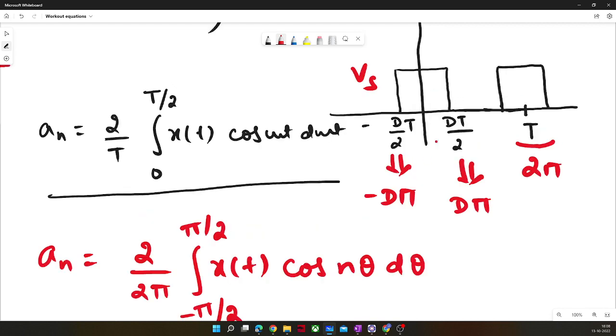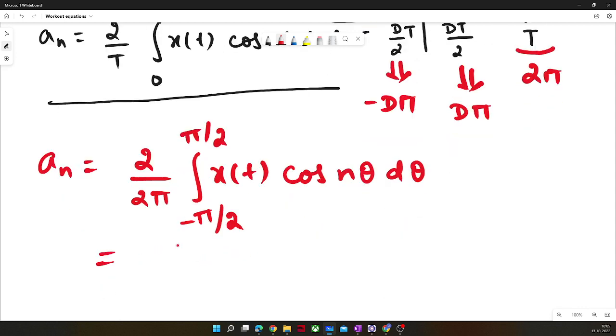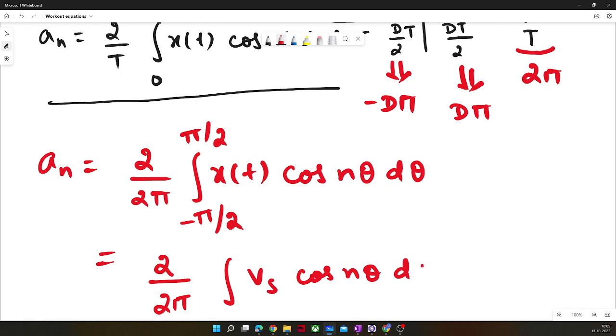Any confusion in this? Okay, so if not, then we will go ahead. For minus pi by 2 to pi by 2, this period minus d pi and d pi lies within that limit. And hence we can write it as 2 by 2 pi, Vs cos n theta d theta.